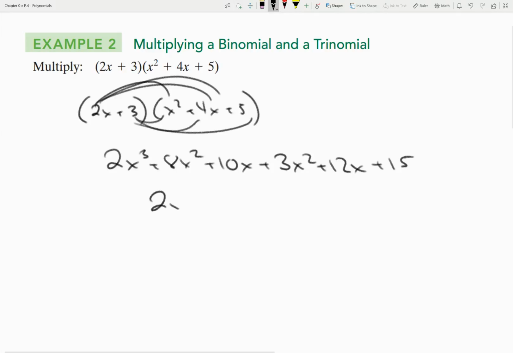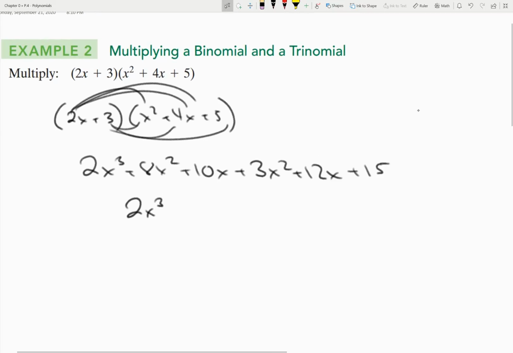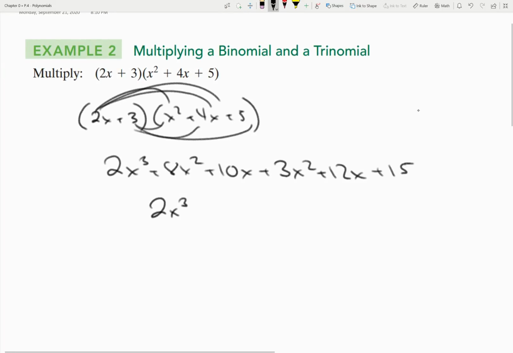There's no more x to the thirds, so there's nothing for that term to combine with. However, we do have an 8 and a 3 for x squared, so that gives me 11x squared, 22x with the 10 and the 12, and then the 15 is nothing to combine with.